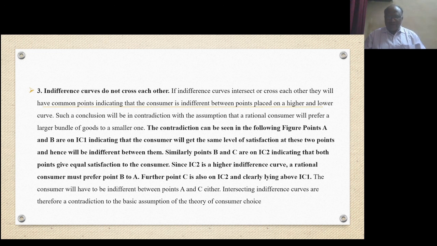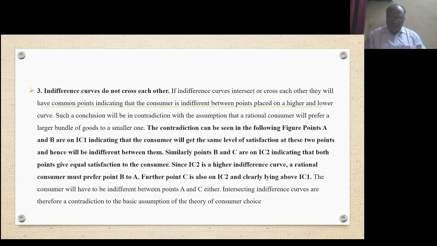If indifference curves cross each other, according to the definition of indifference curve, each indifference curve derives a certain level of satisfaction to the consumer, and the higher indifference curve derives higher level of satisfaction. If two indifference curves intersected each other, it means that the point of combination of X and Y commodities on the lower indifference curve may show more satisfaction than the point on the higher indifference curve.